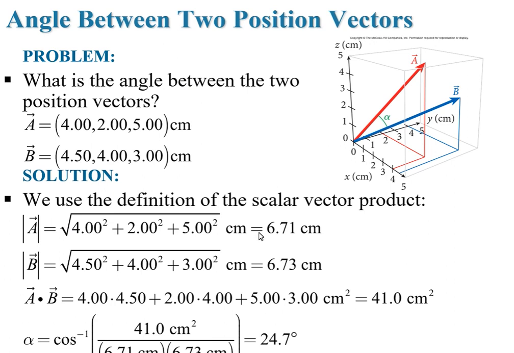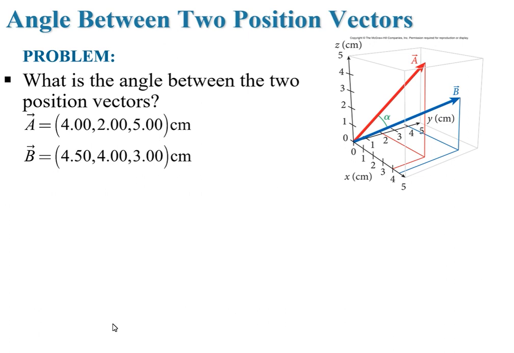For A, this one is the magnitude, not the absolute value. To get the magnitude, you square all of its components: 4 squared plus 2 squared plus 5 squared. That is equal to the magnitude of A, which is 6.721. For vector B, we also get the magnitude, using the formula from earlier.